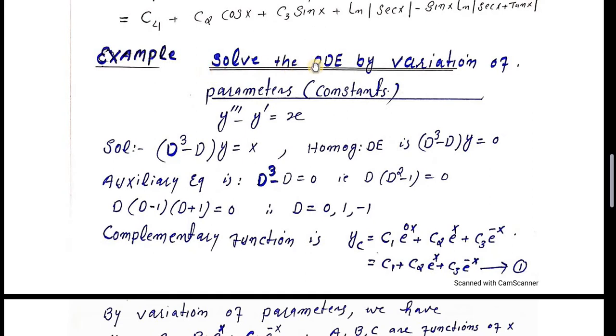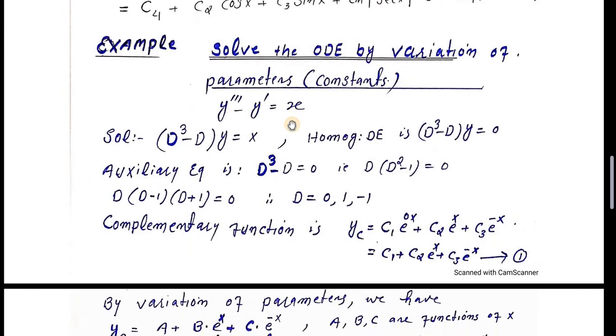Solve the differential equation by variation of parameters. Variation of parameters is also called variation of constants. Here we have a third order differential equation. We can write it in operator form as D cube minus D into y is equal to x. From this equation, the homogeneous differential equation is D cube minus D into y is equal to 0, and from this equation the auxiliary equation or characteristic equation is this one.